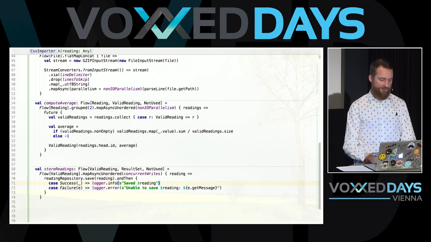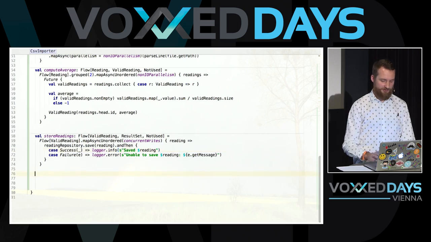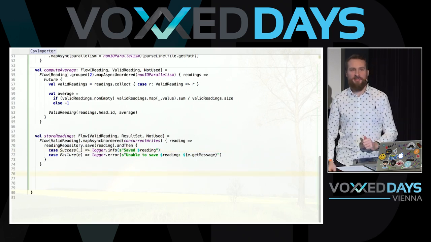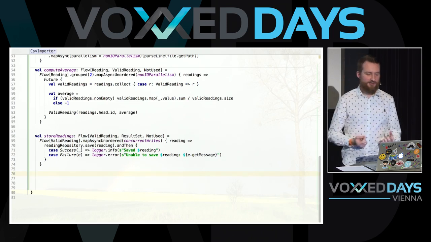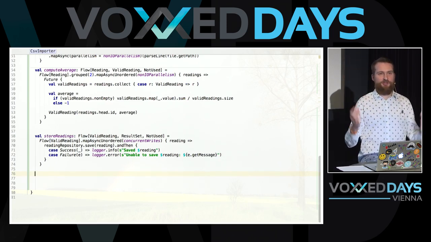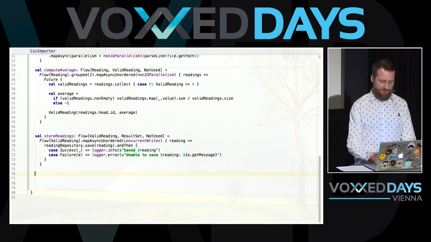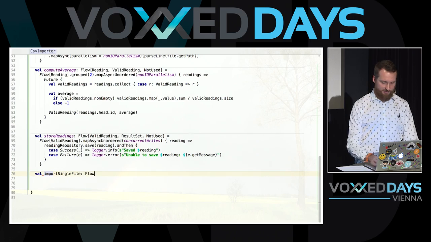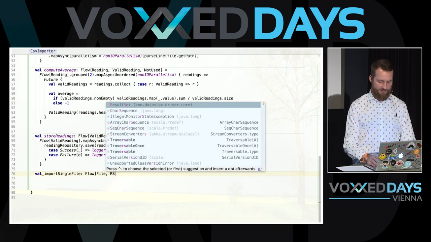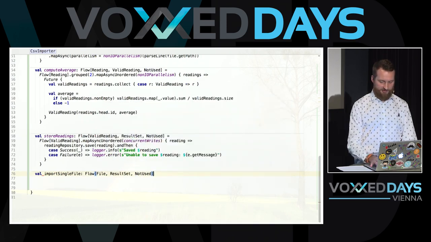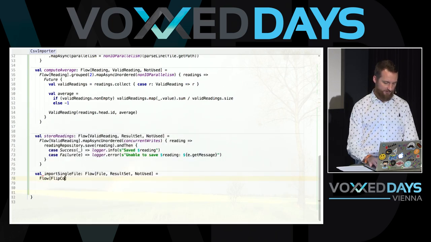Well, and this is actually the whole flow for storing the readings. So now we're going to combine the building blocks we defined so far to build a larger flow, which will be capable of processing a file and returning the result set. We'll call it importSingleFile. This is going to be a flow that takes a file and returns the result set, and we don't care about the materialized value once again. So now this is a Flow of File. Sorry.